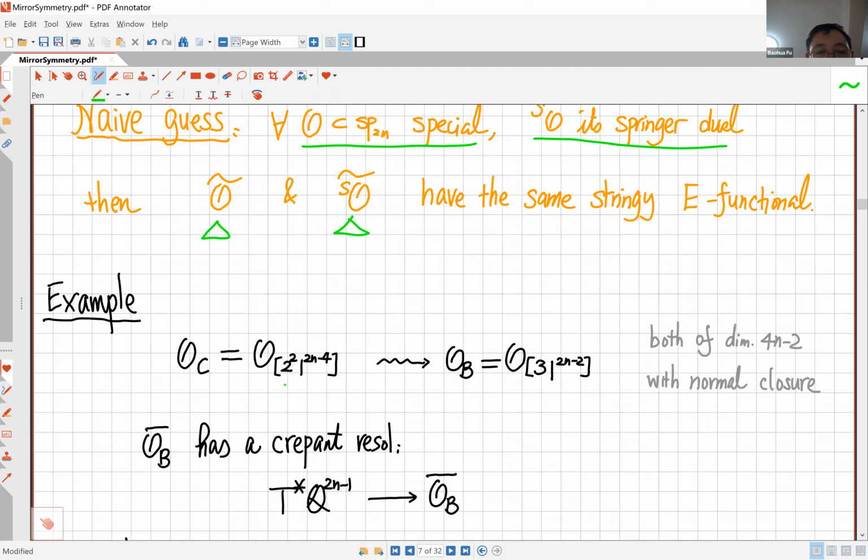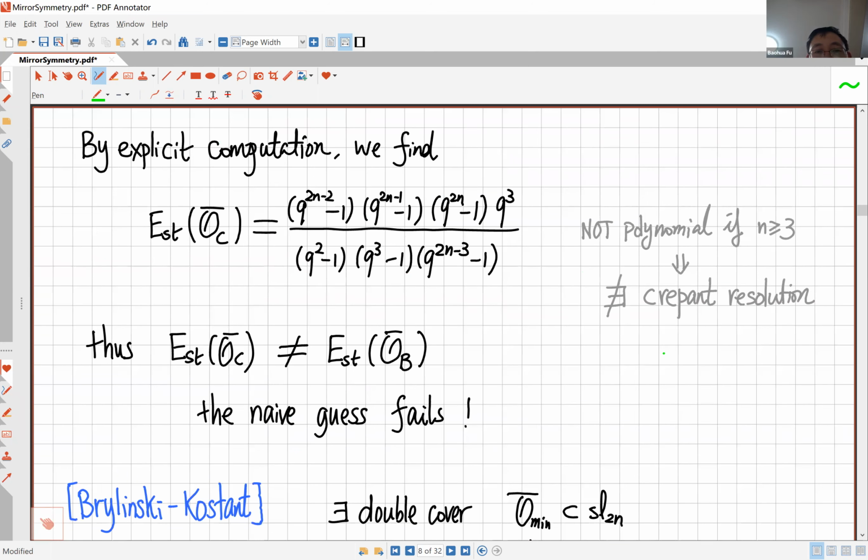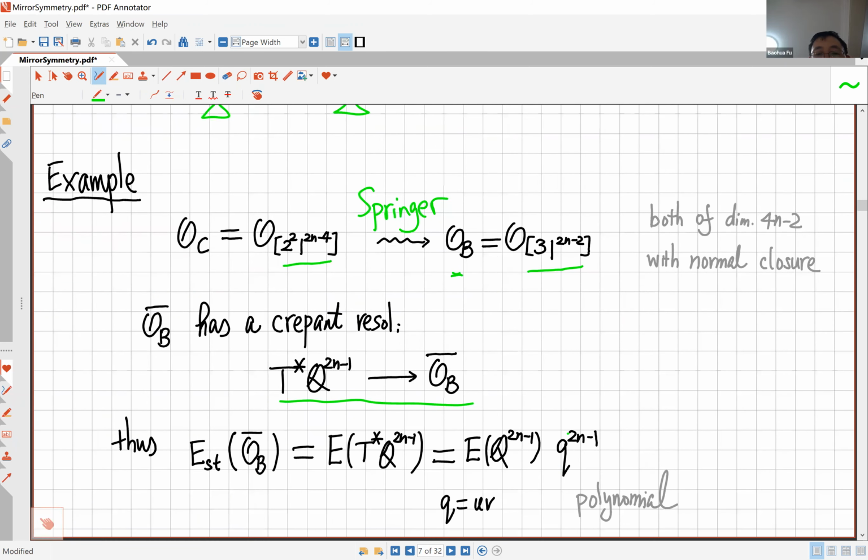For this example, this is type C, and this is the Springer dual. This orbit corresponds to this orbit, and both have the same dimension with normal closures. For this, we want to compute the stringy E-functional. For the right-hand part, this O_B, this is quite easy to compute because it has a Springer resolution, given by this quotient bundle of hyperquadrics. And if you have a crepant resolution, the stringy E-functional downstairs is just the usual E-polynomial of upstairs, and this one can be computed directly because it has a fibration over this hyperquadric.